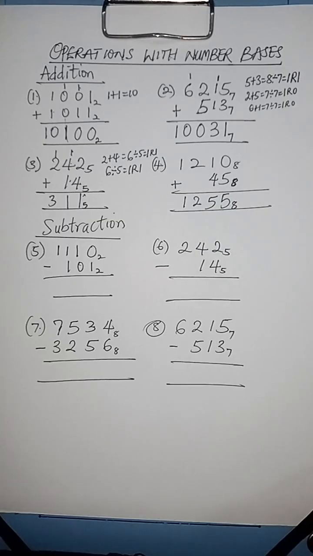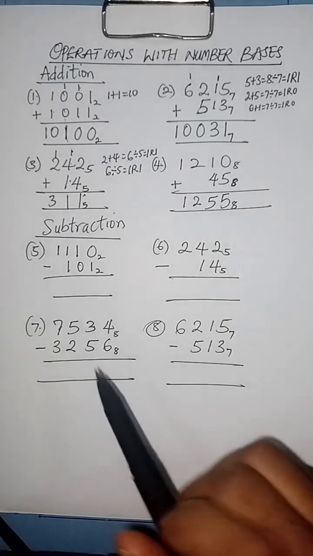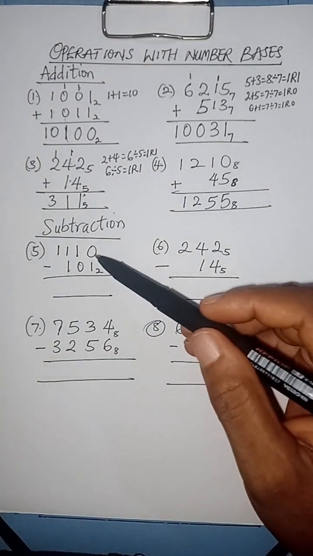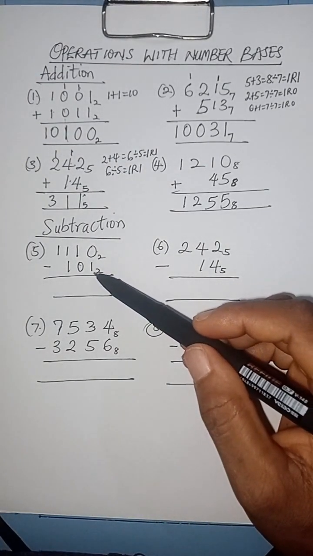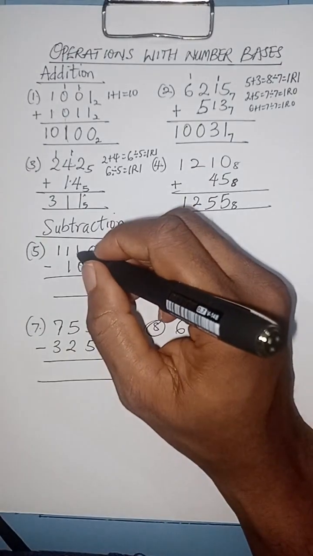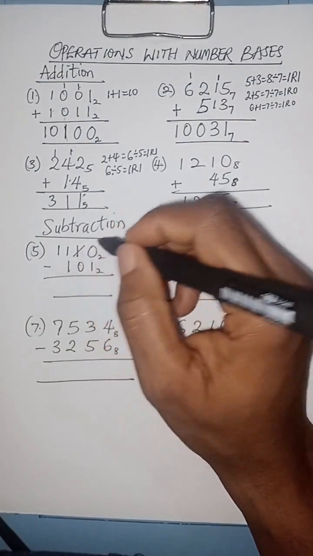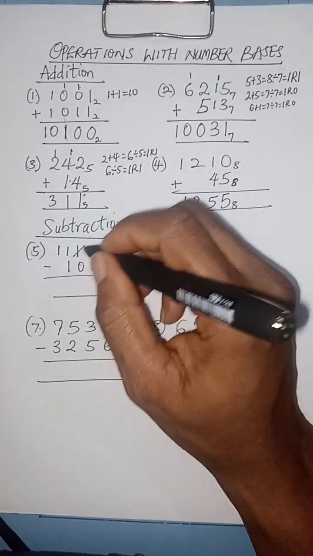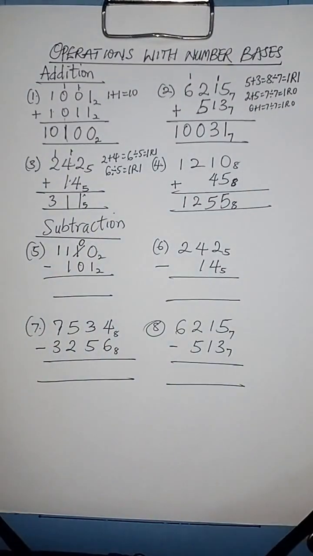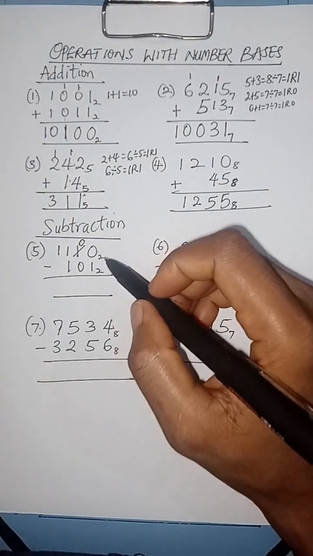Now the first one we'll have there, we'll name it number 5. It's in base 2. So here we'll say 0 minus 1. Of course, we know 0 cannot minus 1, so what do we do? I'm going to borrow 1 from the next digit. If I borrow 1 from the next digit, I'll be left with 0. That 1 I borrow automatically becomes the base.